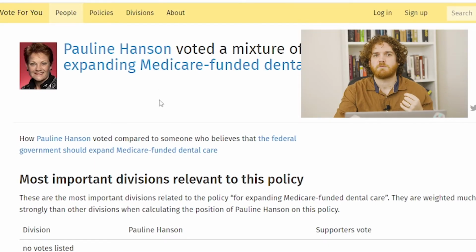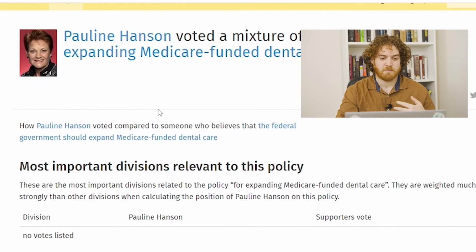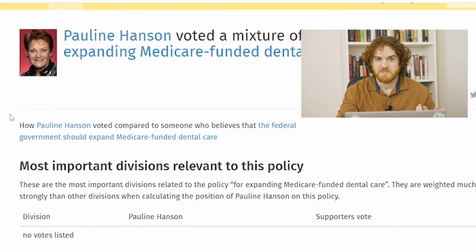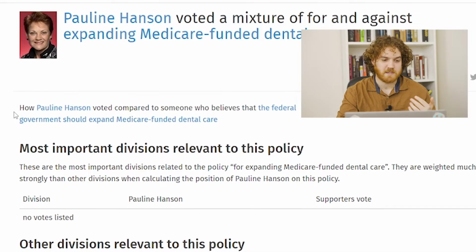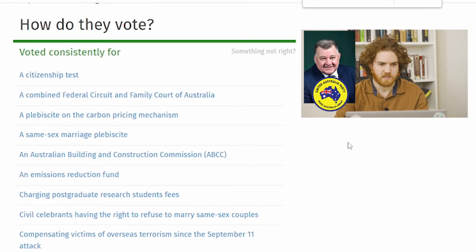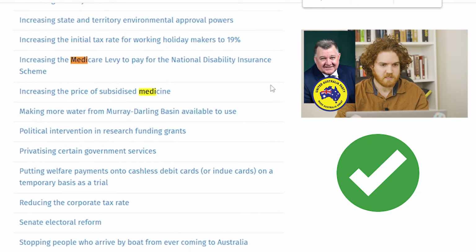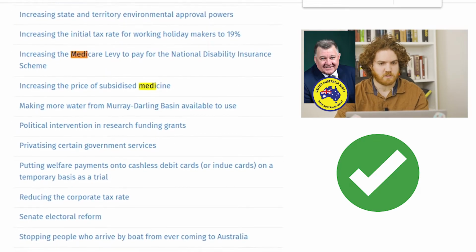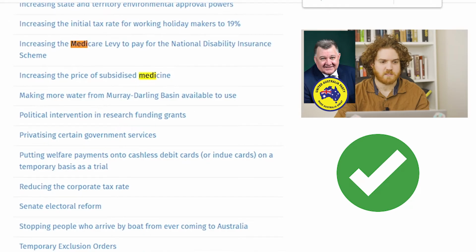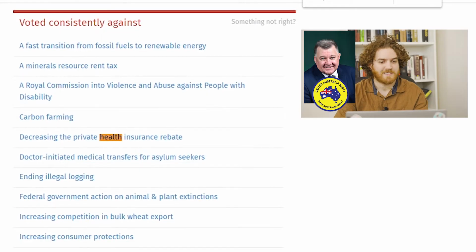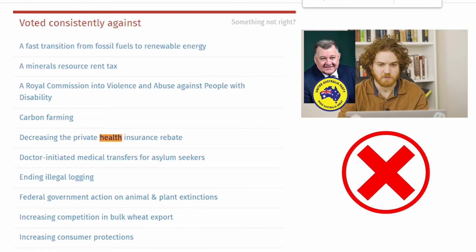So there are some votes, right? There are some bills that are introduced in the Senate, and then they potentially get voted down in the Senate, or they simply don't get introduced in the House of Representatives because the leader of the House chooses to not have it debated. So how has Craig Kelly voted? He has voted consistently for increasing the Medicare levy to pay for the National Disability Insurance Scheme, as well as voted consistently for increasing the price of subsidized medicine. He has also voted consistently against decreasing the private health insurance rebate.